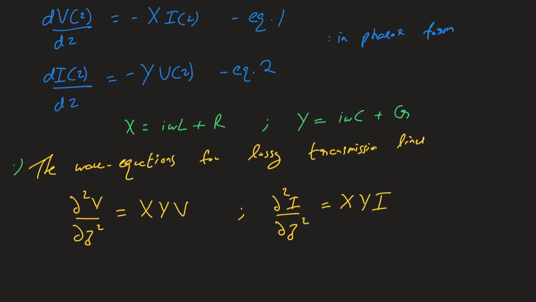And then what we did last time at the very end was that we substituted a parameter gamma squared, which we called equal to XY. If you do that, your final wave equations become del 2V by partial z squared minus gamma squared V equals 0, and the other wave equation becomes del 2I by partial z squared minus gamma squared I is equal to 0.